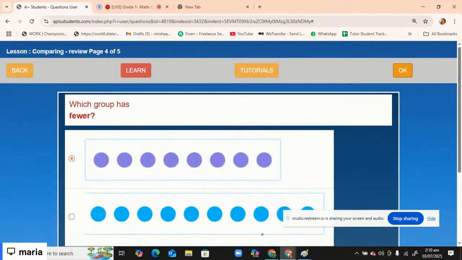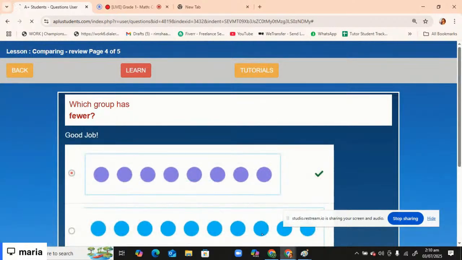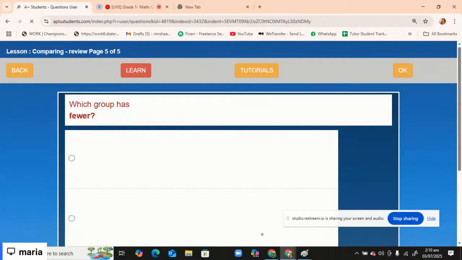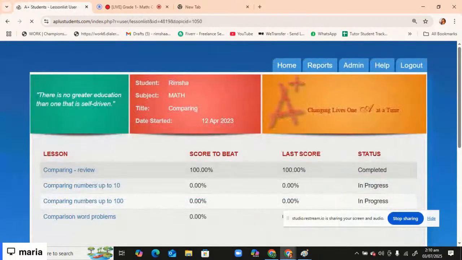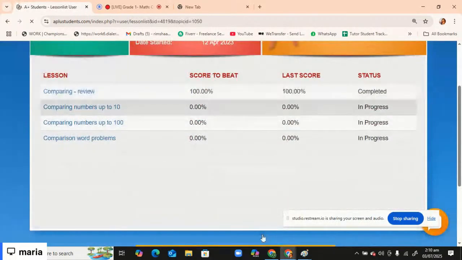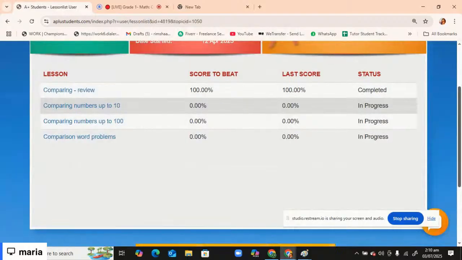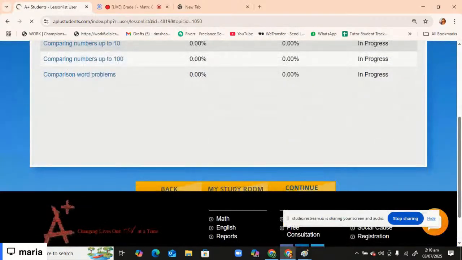Hope you guys understand this lesson. Okay, solve the rest of the test questions by yourself. All right, now let's start the next lesson, which is comparing numbers up to 10. All right, let's open it.